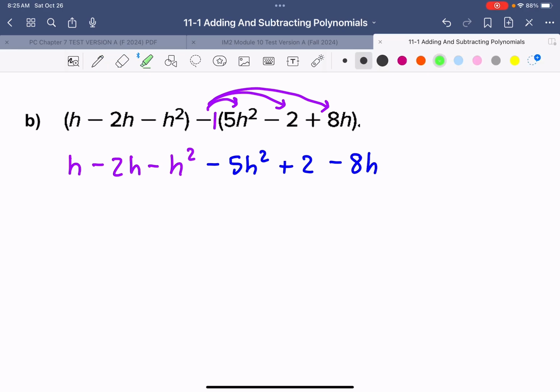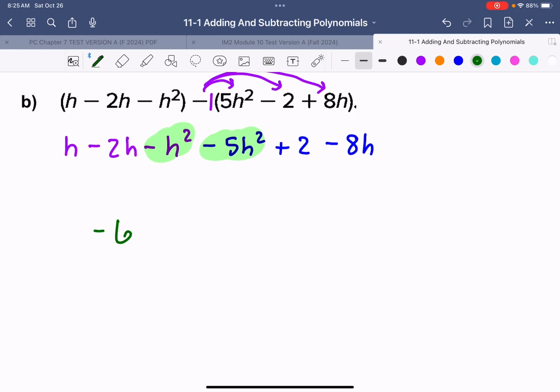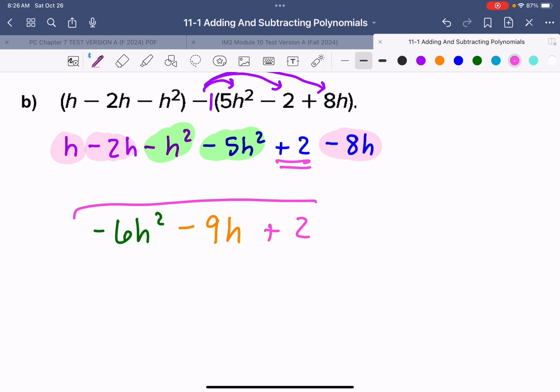And then we can go about adding our like terms. I like to start with my highest degree first. So the first term should be negative 6h squared. Then we have 3 of these. Minus 2h plus h minus 8h, which should come out to minus 9h. And then we just have our last term, plus 2. Written in standard form once again.